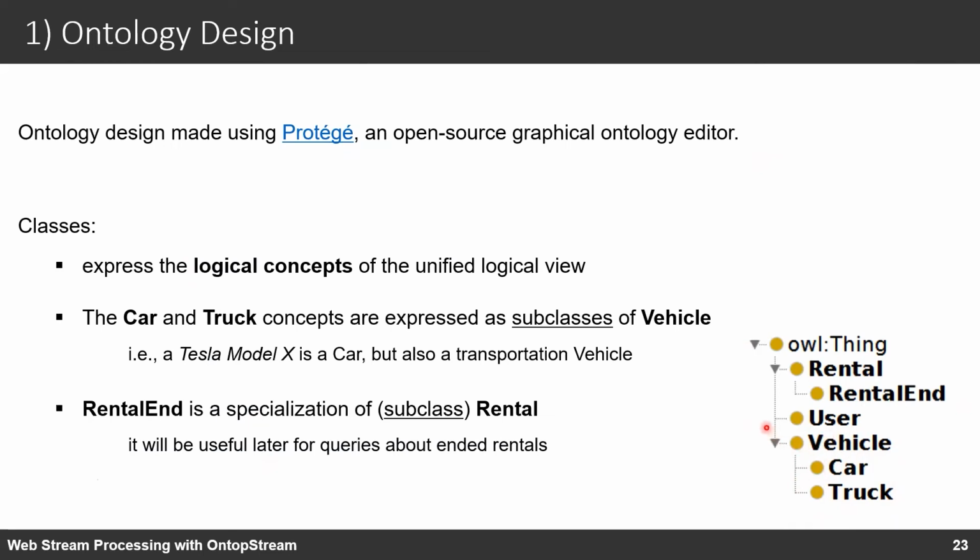And another one, which will be useful for the data integration process of the branch B. And another interesting thing we can do is to express the rental end as a subclass of rental. So a rental which is ended is a specialization of a generic rental, which can be a start or an ended rental.